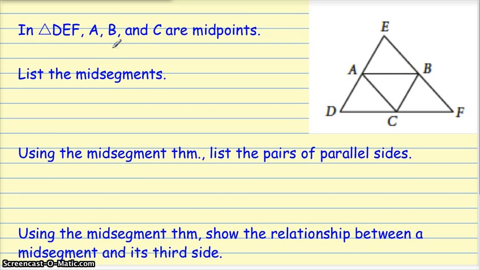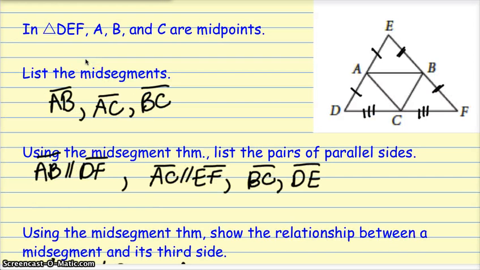In triangle DEF, A, B, and C are midpoints. Some markings that we can assume because of the word midpoint. We know that those can be marked as the same, these can be marked as the same, and these two down here can be marked as the same. All right, so list the midsegments. Segment AB, segment AC, and segment BC are midsegments because these segments connect the midpoints of two sides.